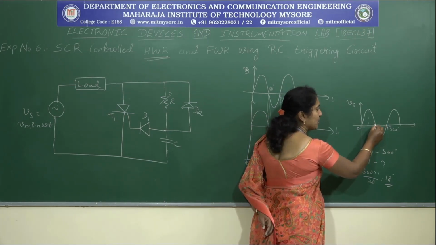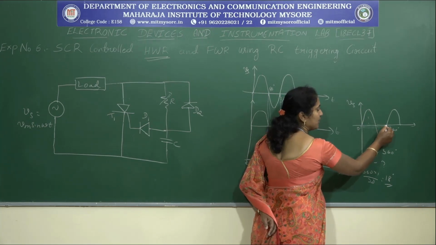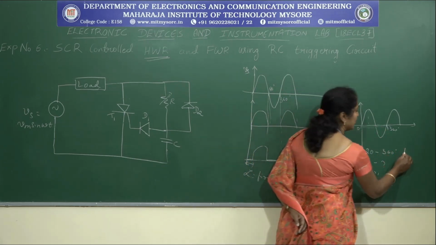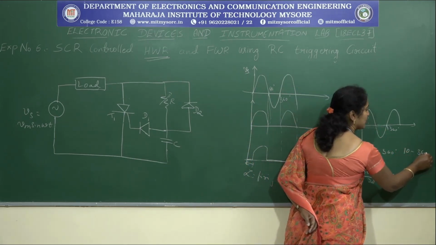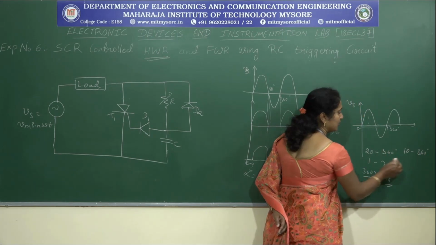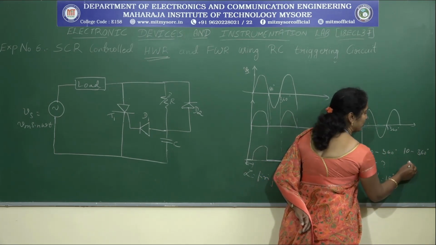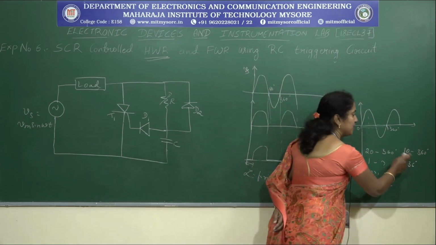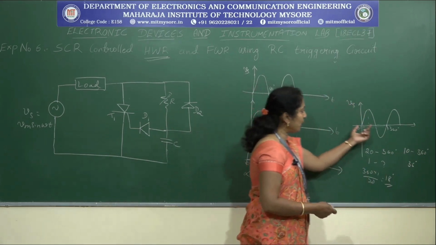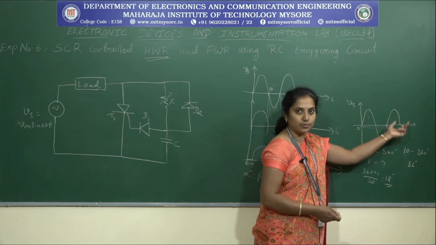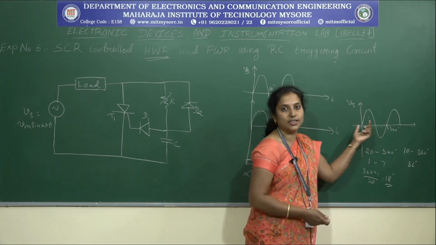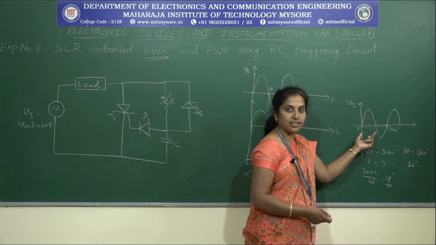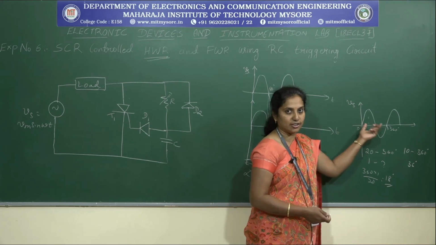Suppose you are having 5 divisions for the positive half cycle and 5 divisions for the negative half cycle, then in total you have 10 divisions. Then how much is each division? 360 divided by 10 is equal to 36 degrees. You have to adjust your input waveform in the CRO, calculate first how many divisions there are, and after that measure how much angle each division is.